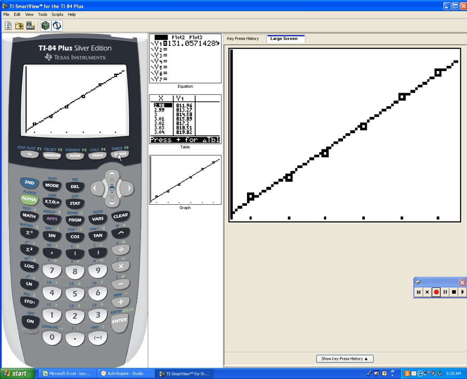Now, for those that have the fancy ones where you have to go down to calculate, there's a line right above calculate, and if you type Y1 in there, it'll do the same thing.